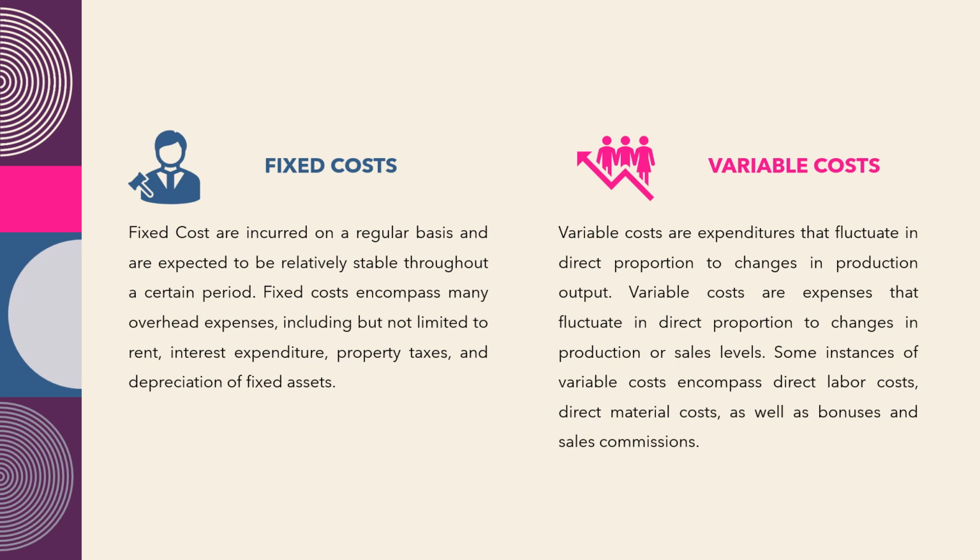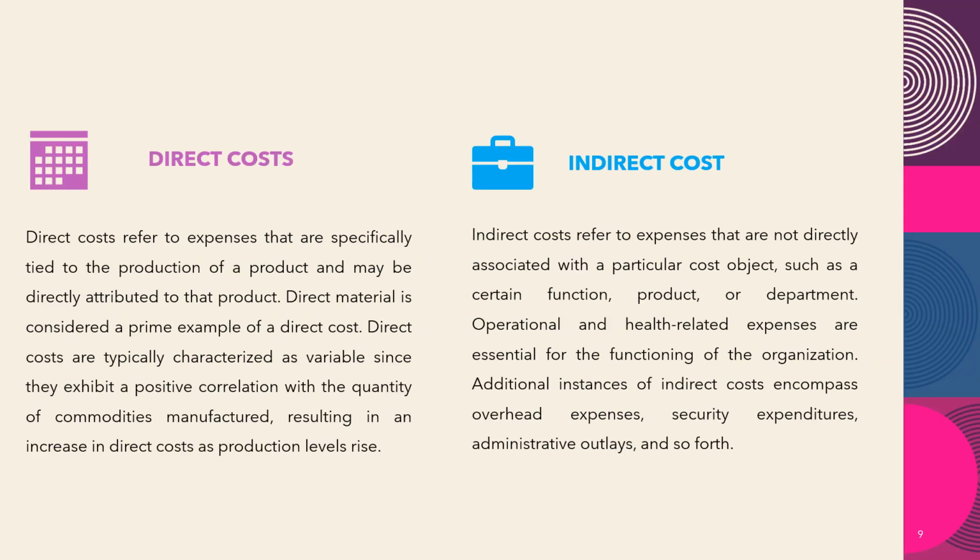Variable costs are expenditures that fluctuate in direct proportion to changes in production output. Variable costs are expenses that fluctuate in direct proportion to changes in production or sales level. Some examples of variable costs encompass direct labor costs, direct material costs, as well as bonuses and sales commissions. For direct costs, this refers to expenses that are specifically tied to the production of a product and may be directly attributed to that product. Direct material is considered a prime example of a direct cost.